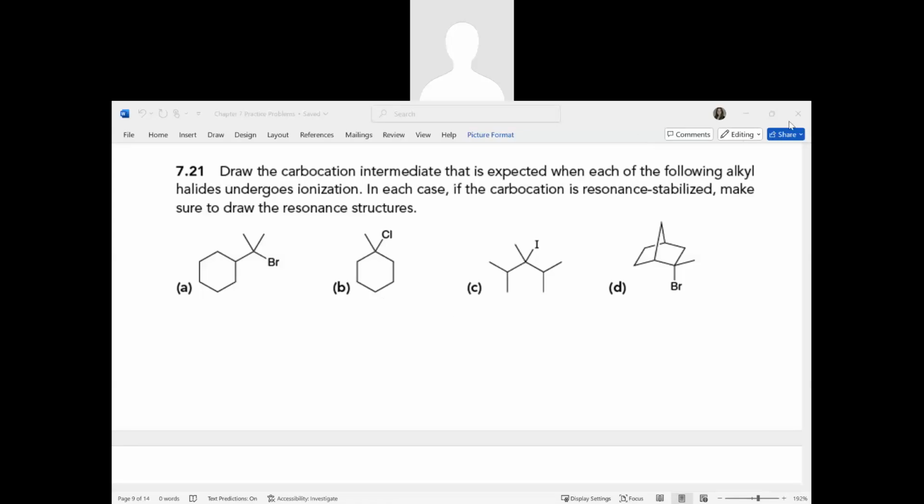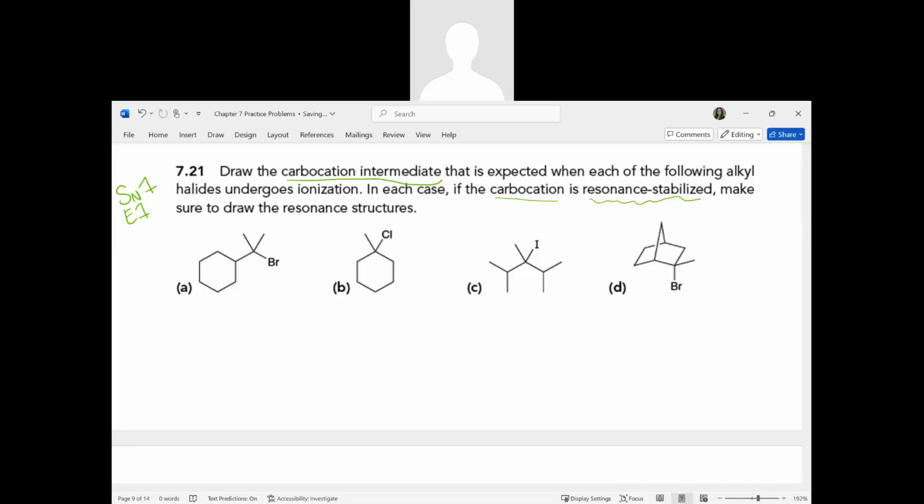In problem 21 from chapter 7, we are asked to draw the carbocation intermediate that would be expected when any of these alkyl halides undergoes ionization. So we know that in both SN1 and E1 processes, we can generate this carbocation intermediate. And we're also reminded, in addition to just drawing the carbocation, if it is resonance stabilized, we're asked to draw those resonance structures as well.